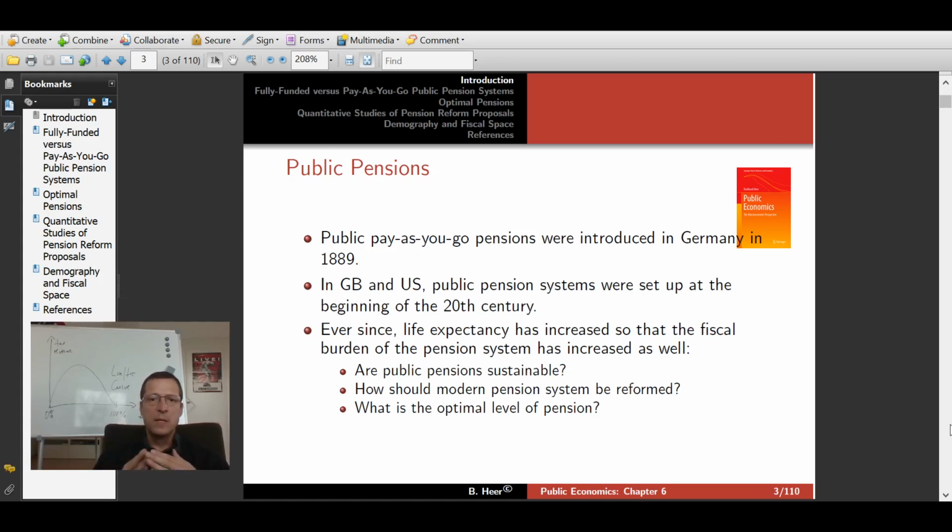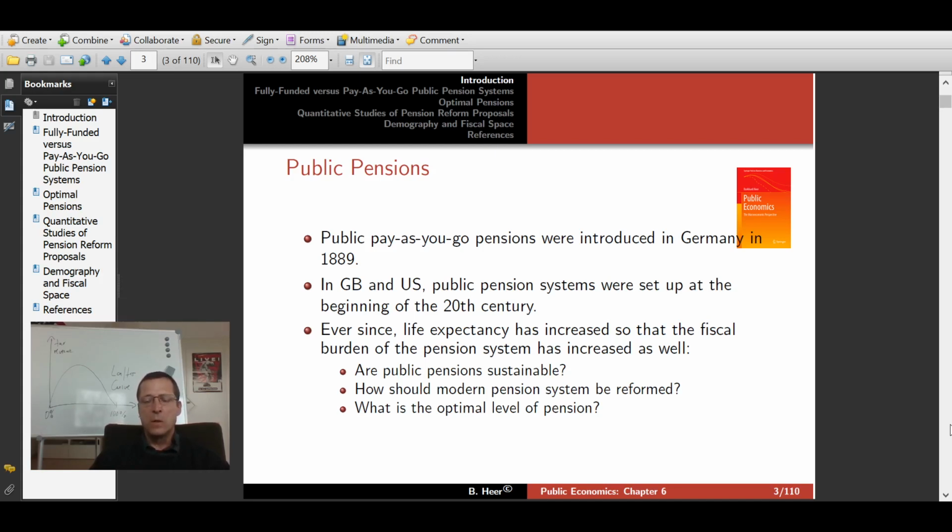At this time, when you were 70, you could get an old age pension. But mostly it was a disability pension. So in case of invalidity, people who got sick and could not work any longer could fall back on this disability pension. Now, in Great Britain and the United States, public pension systems were introduced a little later, at the turn into the early 20th century.